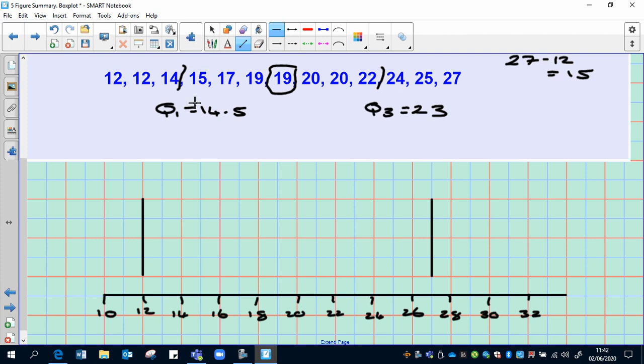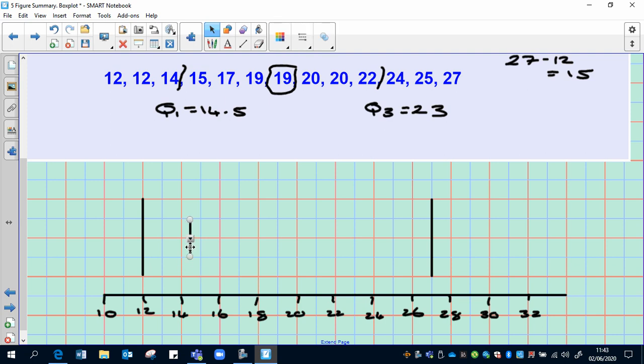So my lower quartile is 14.5, which I've put in the wrong place. Perfect, there we go. Now I'm in the correct place. So right in between 14 and 15, which is this little blue line.